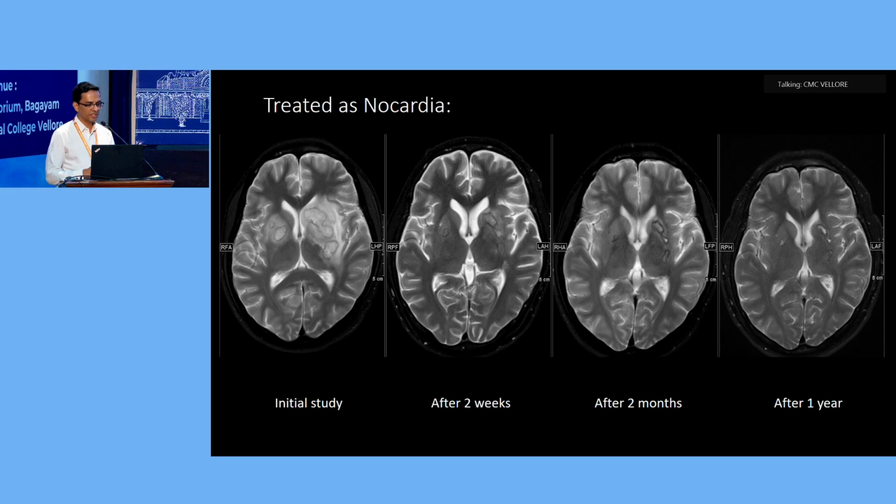So this is a follow-up imaging for this patient. The initial study showing a lot of abscesses. Then within 2 weeks, we can see significant regression of the edema. The lesions have become smaller in size. And then we have follow-up at 2 months and 1 year. So at 1 year, we can just see some areas of gliosis within the basal ganglia. So it's presumed to be a nocardial infection.